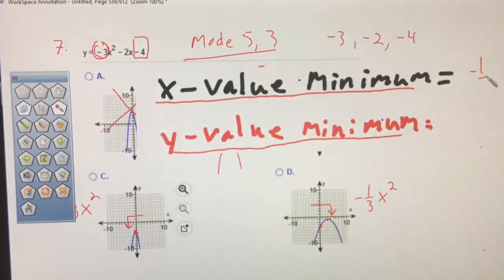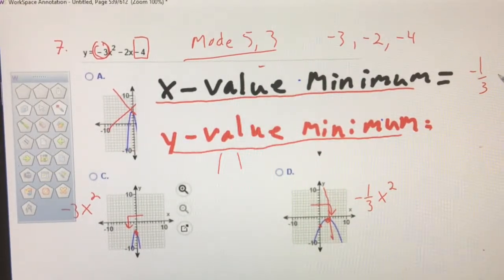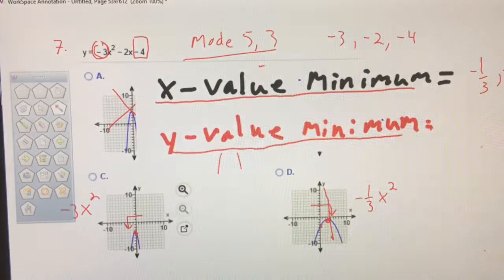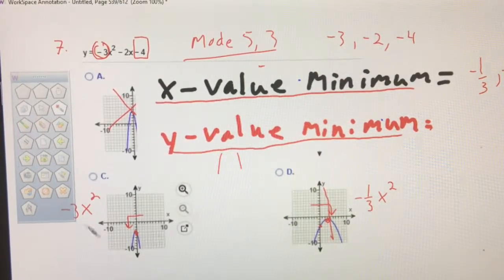I get -1/3 for my x val min. That means I'm going to go left. So right now I know it can't be this one. The vertex went right. And then I'm going to get -11/3 for my y val min. So that means it went down. This one went down, but this one went left and down. So it has to be choice C.